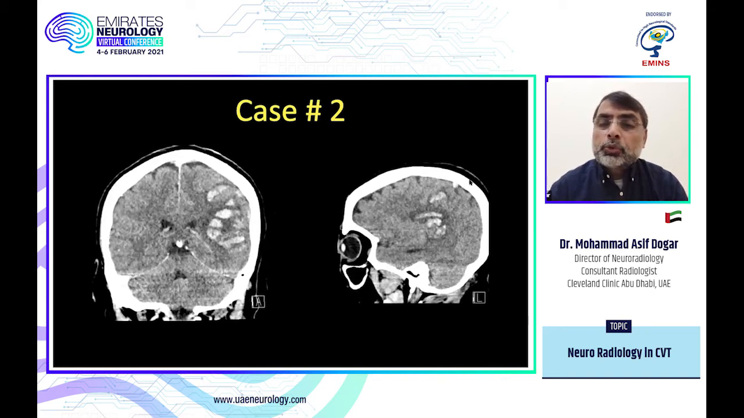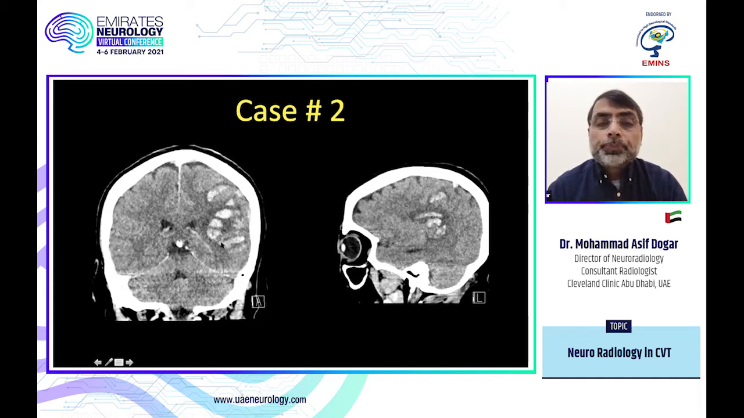Here is the second case. Almost similar to the last one, this patient has multiple hemorrhages, which I call interrupted hemorrhage, lamellated hemorrhage, and there is normal brain parenchyma in between. So this is highly worrisome or suggestive of venous infarct. So whenever you have this kind of hemorrhage, again, look for a hyperdense vein or a hyperdense sinus.